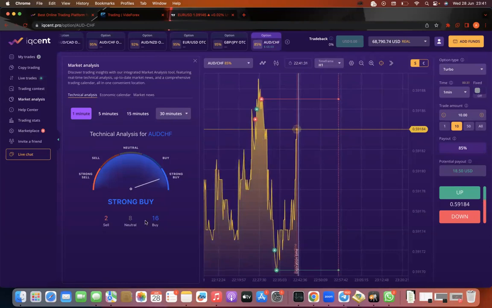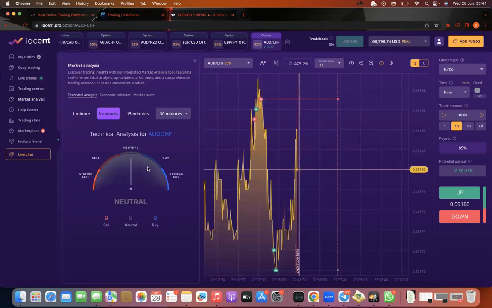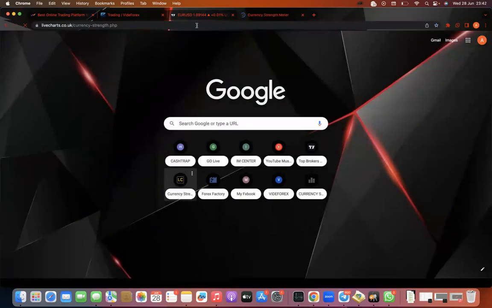For those who prefer to read numbers, you can select the time frame you're looking at. If I'm looking at the 1 minute time frame, it's showing me a strong buy for ADC. If I check the 5 minute time frame, it's still loading. My network is probably a bit slow. If you think I'm lying about the current strength, you can go and check the currency strength and correlate it, and it's showing the same thing.